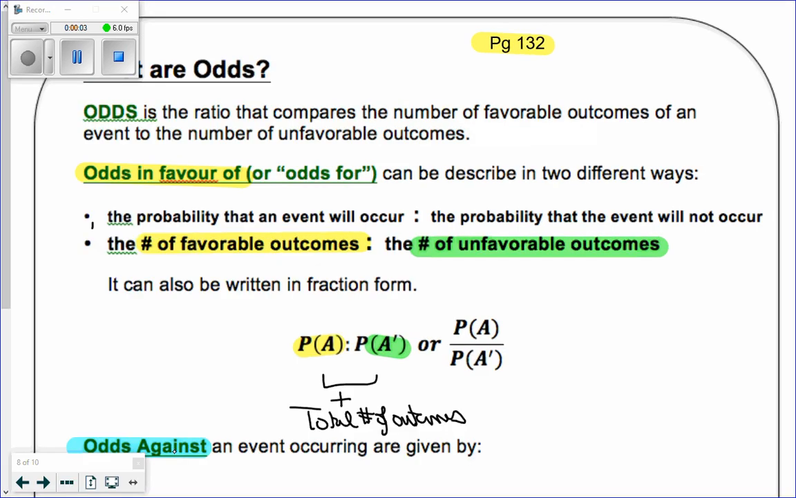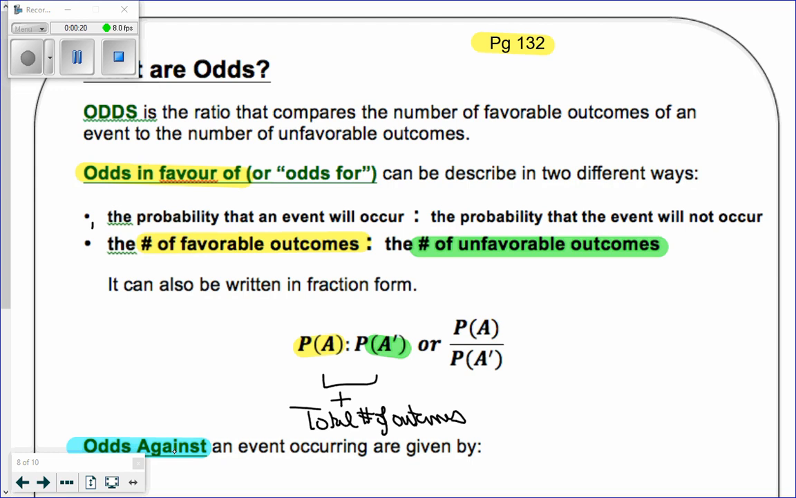Okay, so let's just go back. What you've got here is just the filled in notes from what we did yesterday. So I figured let's just review because it's amazing how much we forget on a weekend. So what are odds? It depends on whether the question says odds in favor or odds against.